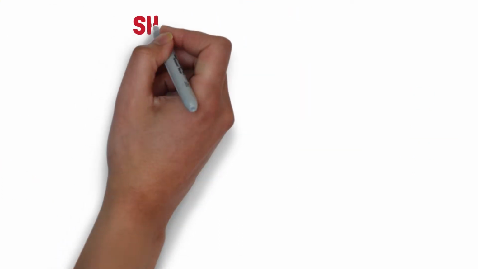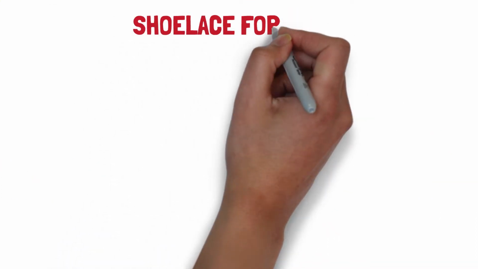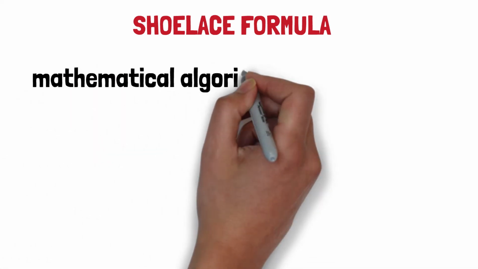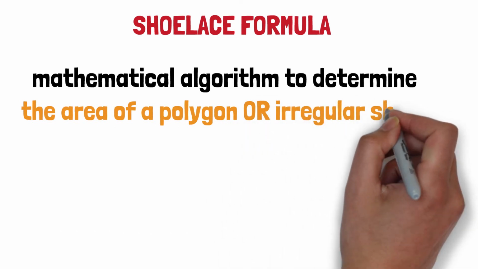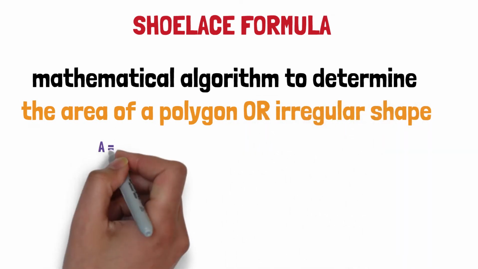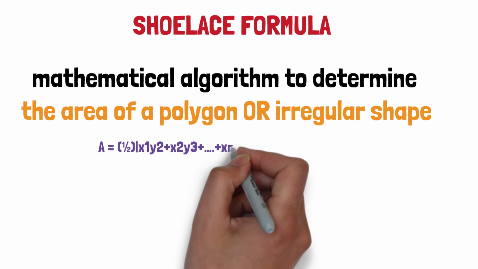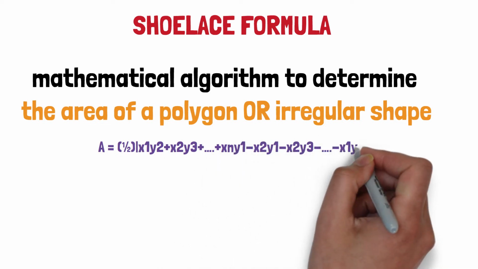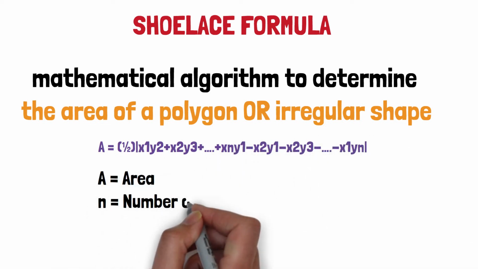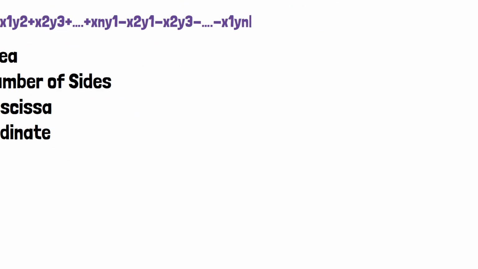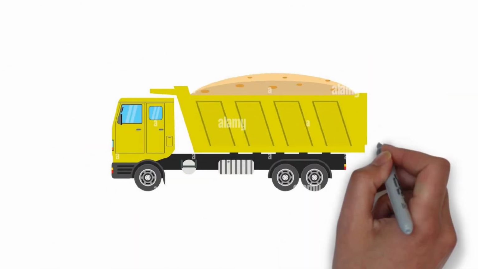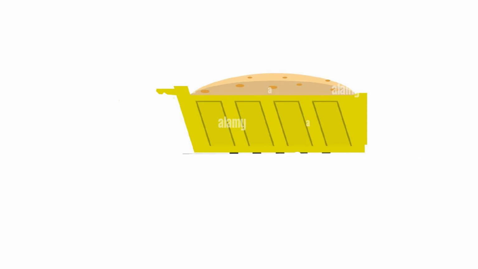For this, we have a mathematical formula, the Shoelace Formula. It's a mathematical algorithm to determine the area of a polygon. For that purpose, we'll need the coordinates of the vertices or the corners. The formula would look like this. A is the area, N is the number of sides, X is the X coordinate, and Y is the Y coordinate. Now, the big thing is finding the different points on this shape.